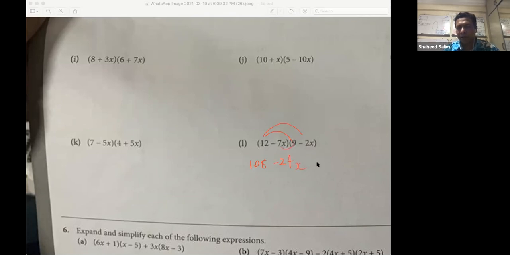7 times 9 is 63. But again, x, again it is minus and plus. So it's minus. So the last one is plus 14x squared. Do you put a plus, or do you get what I'm getting? This one now, you owe 24, you owe 63. All together, I think you owe 87x.